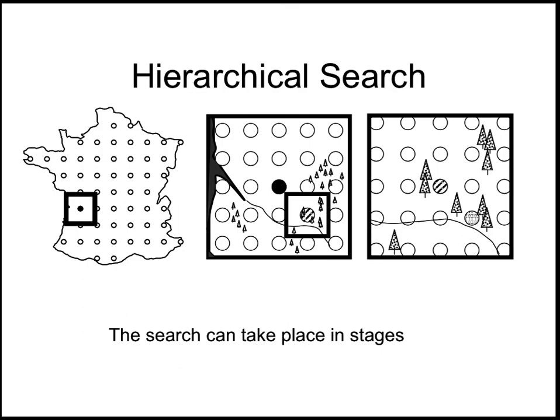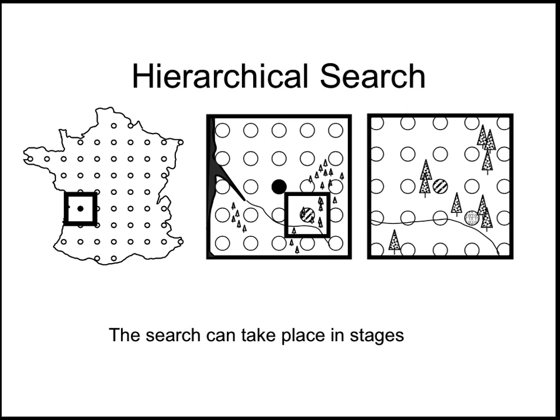Some schemes use a hierarchical search. And the idea here is that often the candidate blocks that are closest to the ideal block will themselves be good. So let's say I was looking for the best wine in France. As it would be enjoyable, I don't have time to taste wine from every vineyard in France.